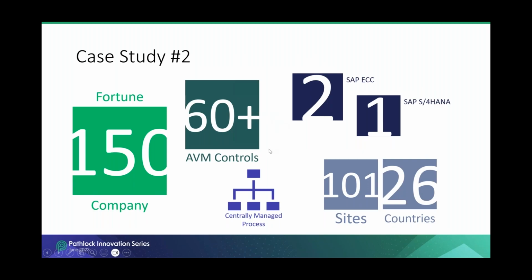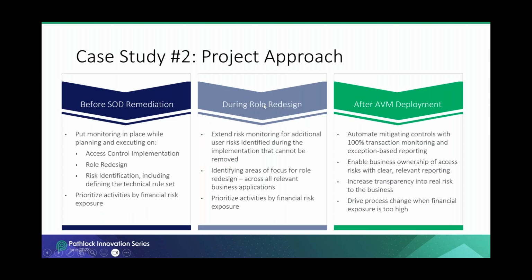Another case study to look at here, this is a Fortune 150 company that deployed over 60 AVM controls across a couple of ECC and S/4HANA instances. Very big, global company, and they deployed this in a centrally managed way. So they rolled out all these controls being reported to a central team that then worked with the various business owners to determine what was applicable. And this approach was actually kind of hybrid, where we did use some assessment tools before the SOD remediation took place. They were doing a lot of different access governance initiatives at the time, so we continued to do that throughout their whole redesign process, and then actually deployed AVM for them to have this additional monitoring going forward as a continuous process.